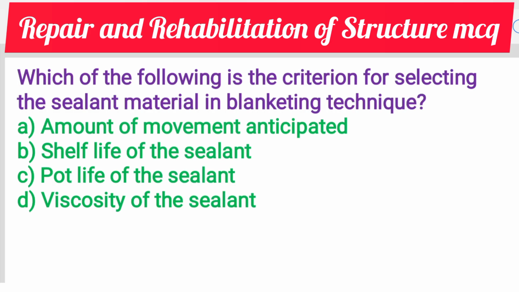Next question. Which of the following is the criteria for selecting the sealant material in blanketing techniques? Option A amount of movement anticipated, option B shelf life of the sealant, option C pot life of the sealant, option D viscosity of the sealant. So the correct answer is option A, amount of movement anticipated.